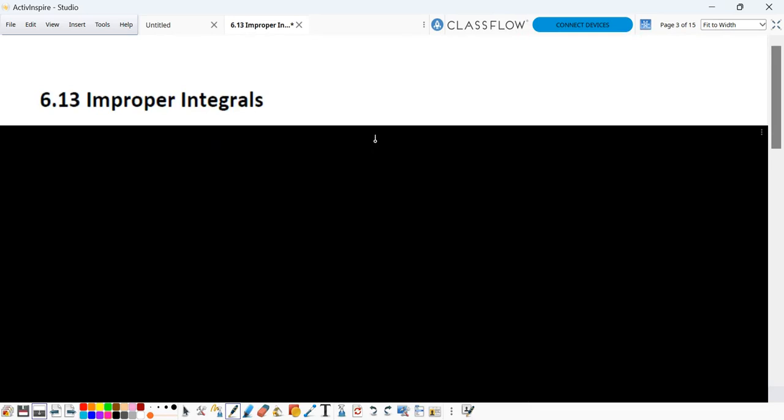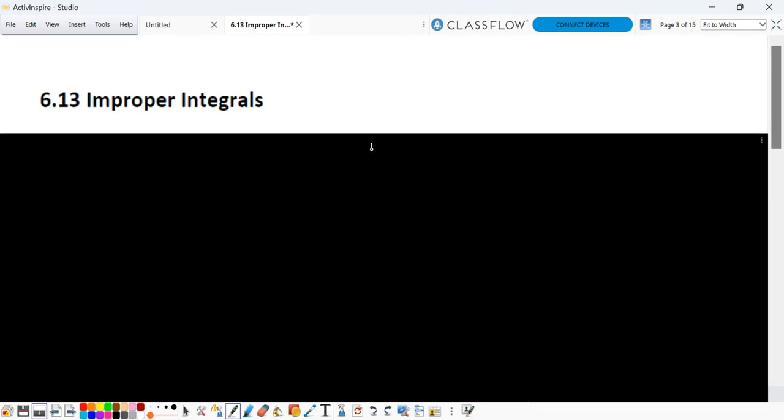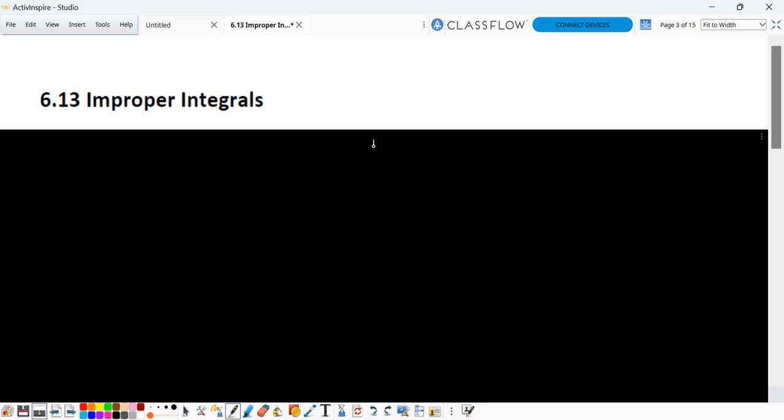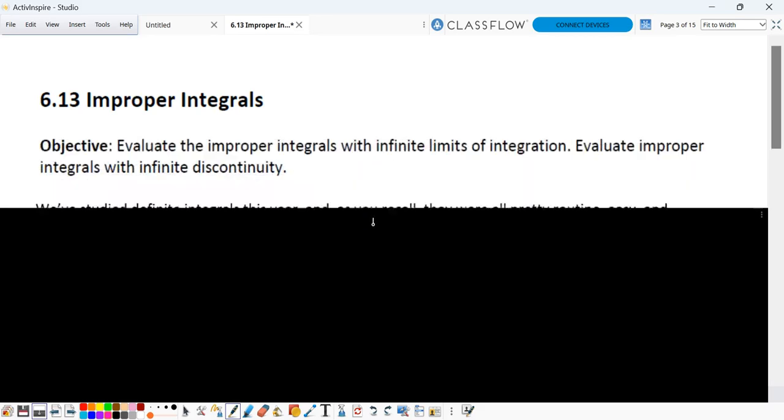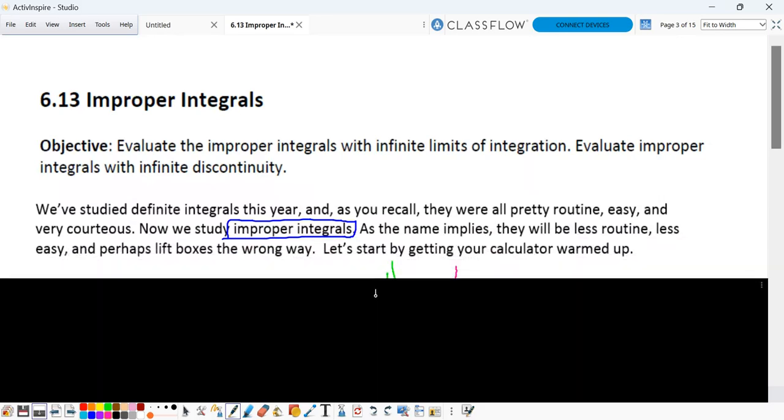Okay, improper integrals. Why do we use the word improper? Improper means the bounds are not real numbers. In other words, we are going to look at the area near horizontal and vertical asymptotes. So you can say infinite limits of integration, which means either positive infinity or negative infinity. It could be a horizontal asymptote or a vertical asymptote.